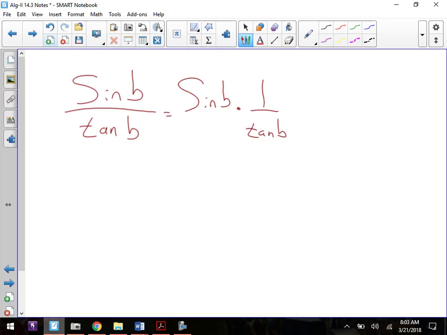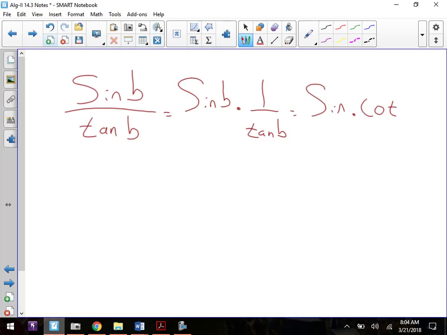3/2 is the same thing as 3 times 1/2. 19 pi over 3 is the same thing as 19 pi times 1/3. Okay? Just by pulling apart fractions. Now, 1 over tangent, same thing as what reciprocal property? Cotangent. So what you're able to do here is rewrite this as sine times cotangent.